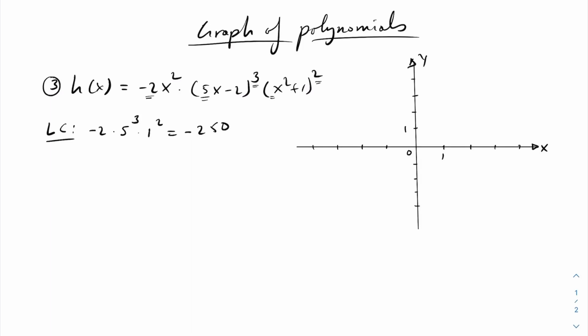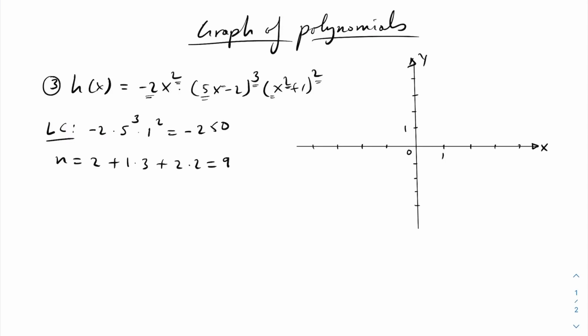Okay, next we're going to look at the degree. And again, to find the degree of polynomials that are written in the factored form, you have to add up the degrees of all the factors. And so our first factor here is going to have a degree of 2. Our second factor here, the inside has a degree of 1, and since that's cubed, that's going to be 1 times 3. And our last factor here has a degree inside of 2, and since that's squared, we're going to have a degree of 2 times 2. And we can go ahead and add all these up and get that the degree of the polynomial h of x is equal to 9.